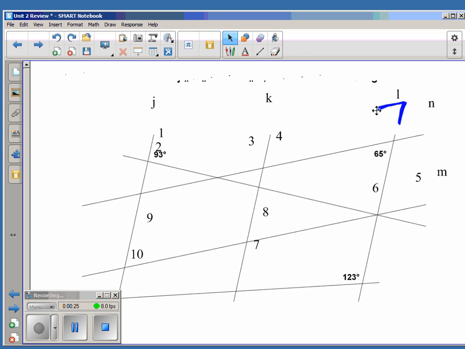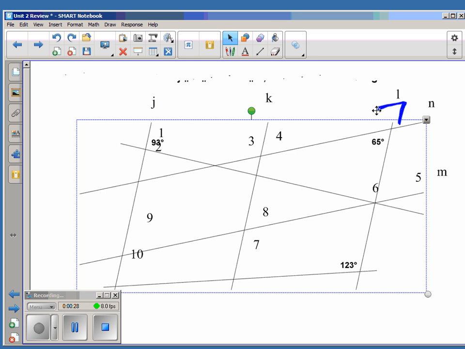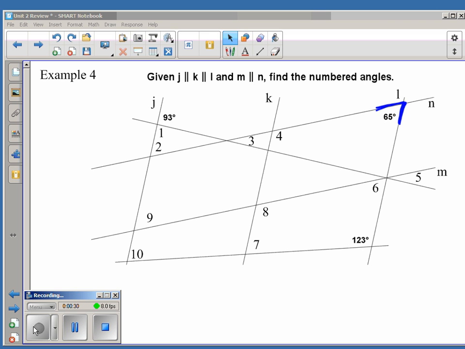Oops, it's magically showing up. Uh-oh. All right, got the little arrow fixed.